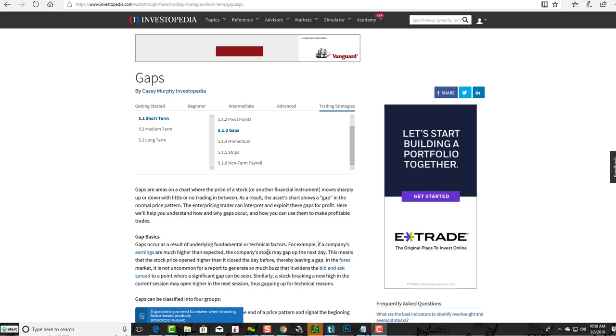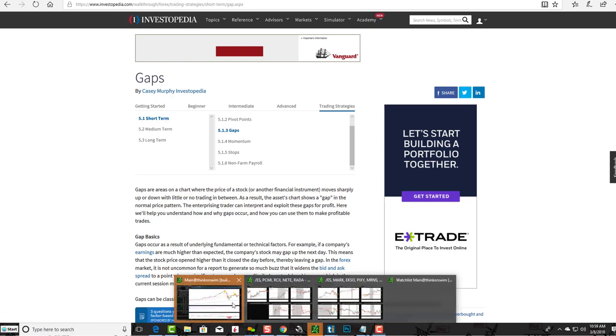Gaps are areas on a chart where the price of a stock or other financial instrument moves sharply up or down with little or no trading in between. As a result, the asset's chart shows a gap in the normal price action. The enterprising trader can interpret it and exploit these gaps for profit. And then it goes into more depth on gaps. So again, if you want to read more about all the definitions, just use investopedia.com. So let's go look at some charts.